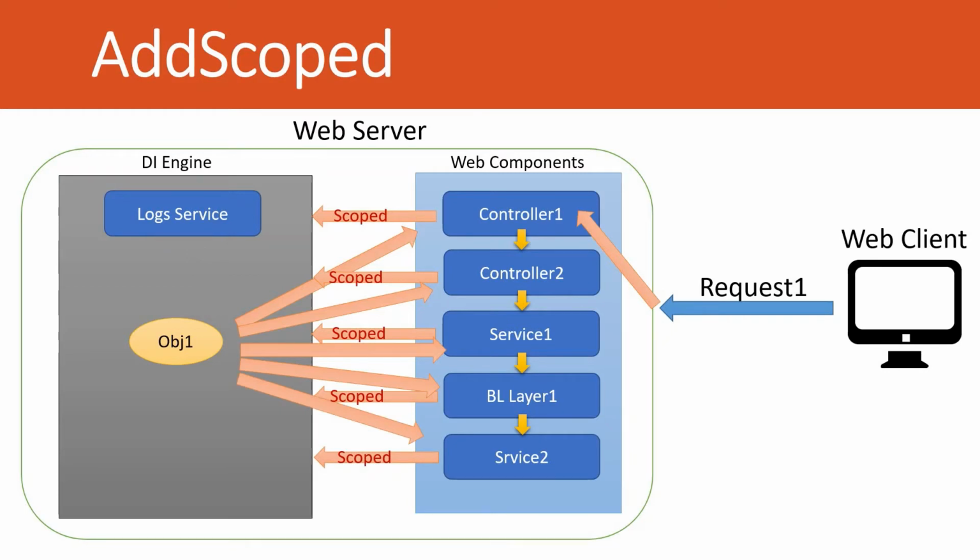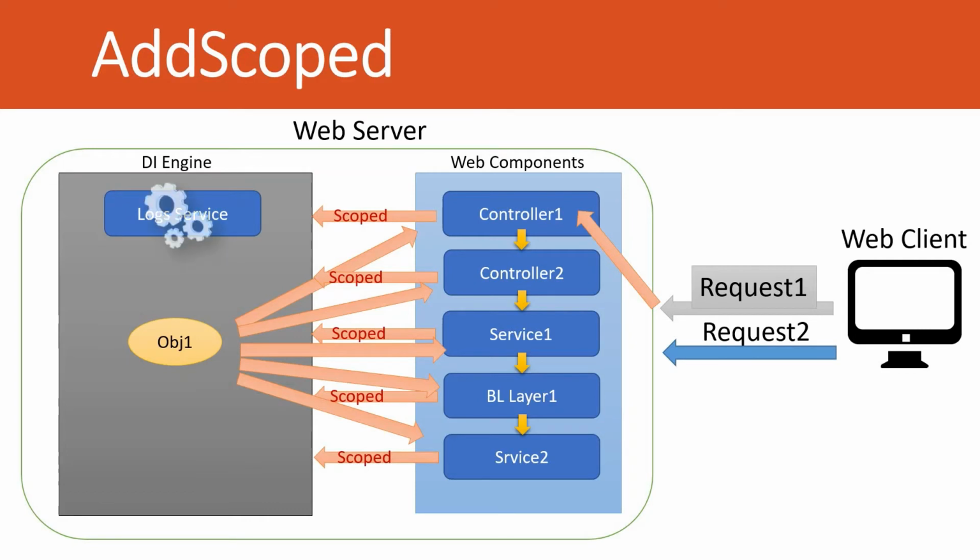Here the same is happening as in a singleton, but what is the difference? In this add scope case, for every request it is similar to add singleton, but it is only per request scope. The same object will be used only per request. If you start a next request, the DI engine will create a new object.